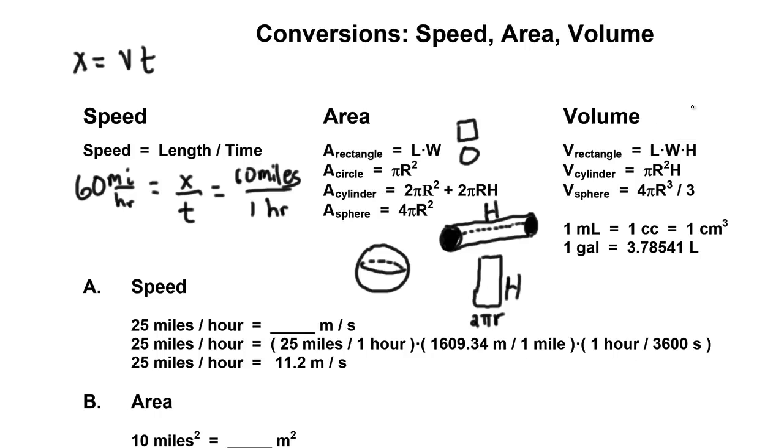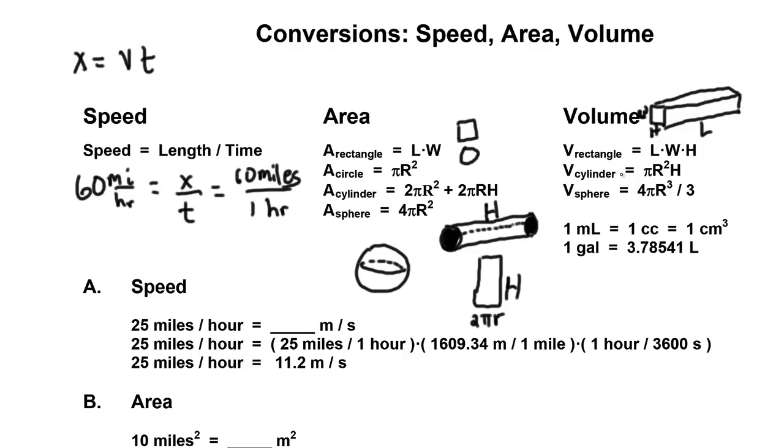Now when it comes to the volume, we have the volume of a rectangular object. So we have length times width times height. If you look at a box, you have the width and the height and the length. Length times width times height. And so that is the volume of that rectangular box. So volume of a rectangle, length times width times height.